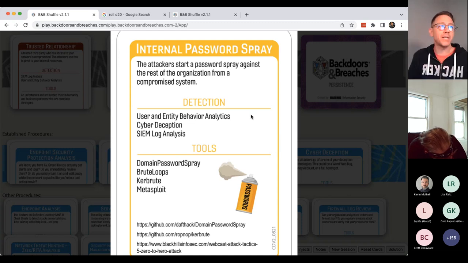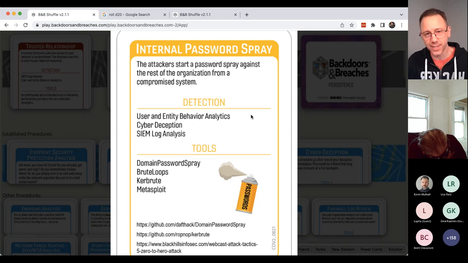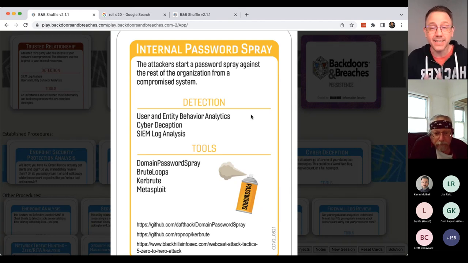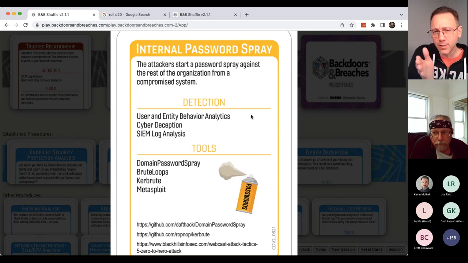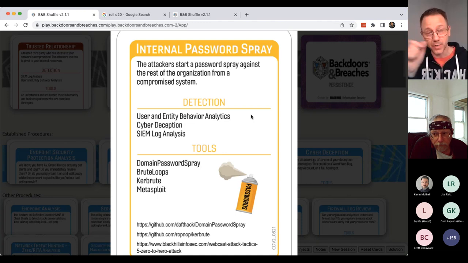Okay, so an internal password spray would be caught through user and entity behavior analytics, cyber deception, and SIEM log analysis. So those things would catch an internal password spray because you would see a bunch of failed login attempts. Because if you're trying to log in with Emily and Kathleen's and Carolyn's password and you're using Summer2023, that's going to fail for most people. And so you as an organization would see a higher number of failures during a period of time.